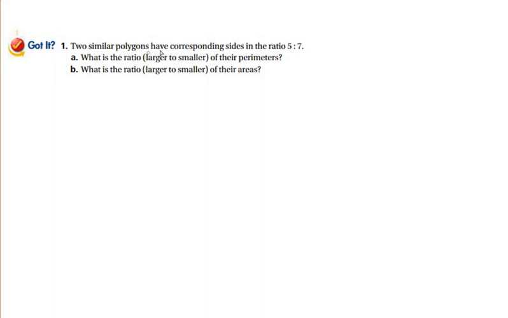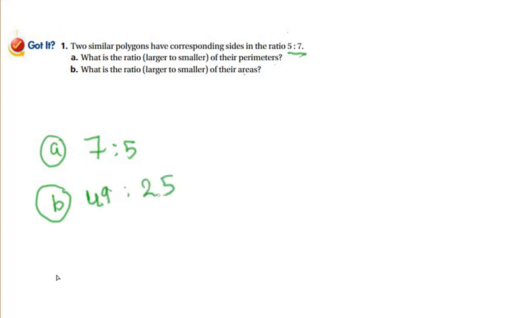Two similar polygons have corresponding sides in the ratio 5 to 7. 5 is smaller than 7, so this is the ratio of smaller to larger polygon. What is the ratio of larger to smaller of their perimeters? It's the opposite. So A is 7 to 5. B, what is the ratio, again, larger to smaller of their areas? We need to square these numbers. It's 49 to 25.